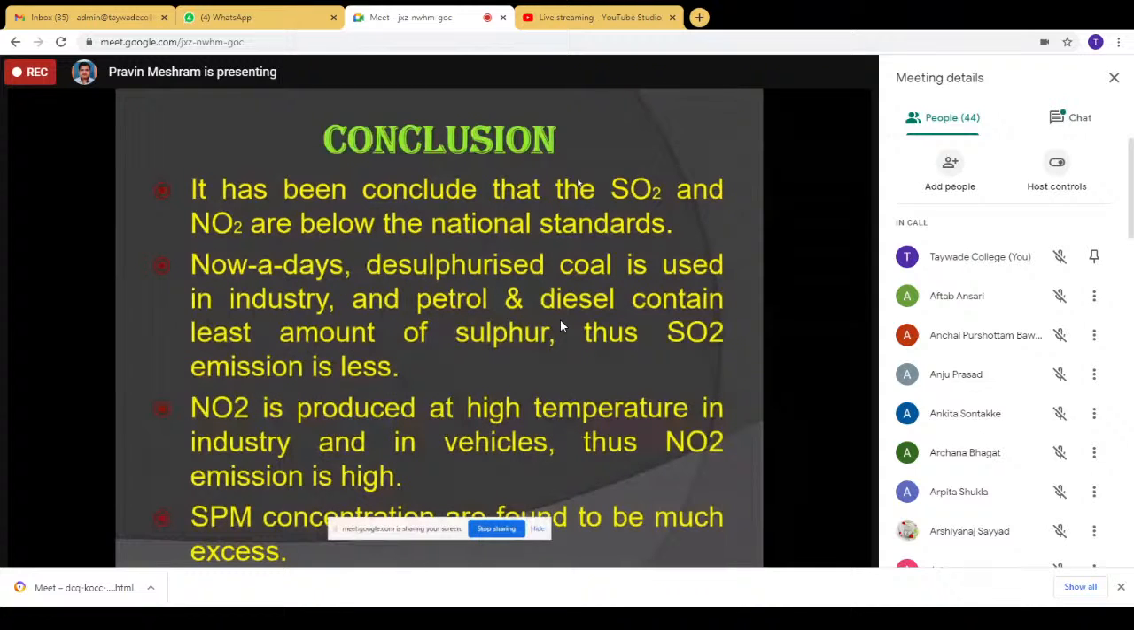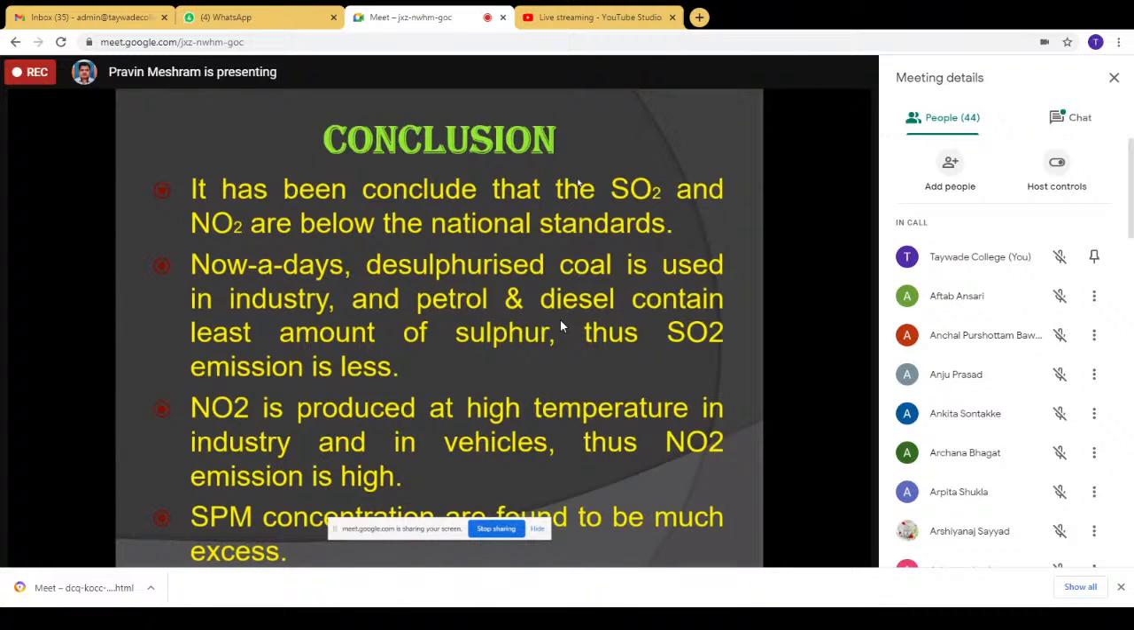त्याच्या सर्व गाईडलाईन्स दिलेल्या आहे, नॅशनल स्टँडर्ड्स दिलेले आहे, त्याच्या ते खालीच होते. Nowadays, desulfurized coal is being used in industry, and petrol and diesel contain at least a very small amount of sulfur, and this may be the reason why there is a lower emission of sulfur dioxide. So this is one of the reasons why the amount of SO2 is very low.